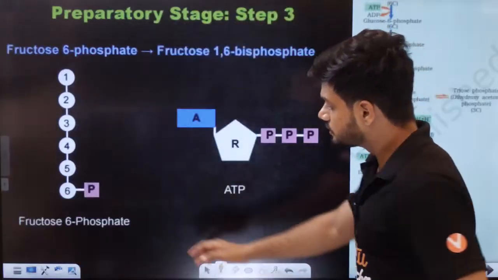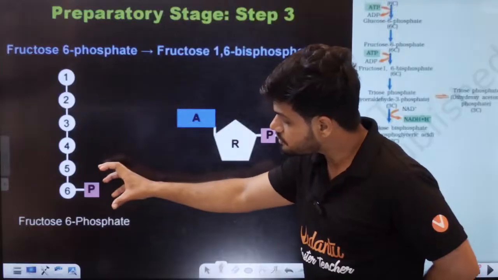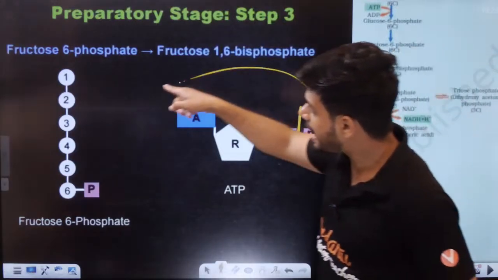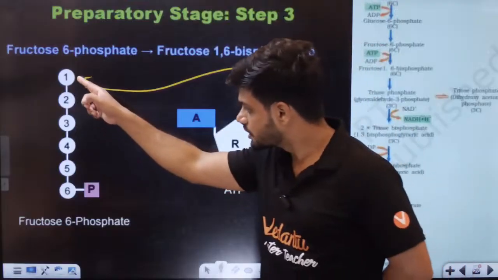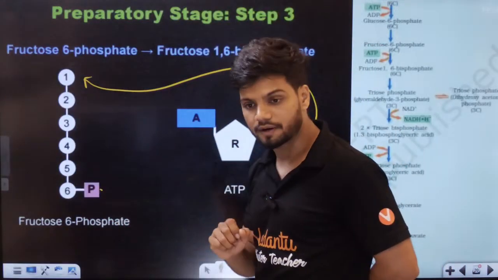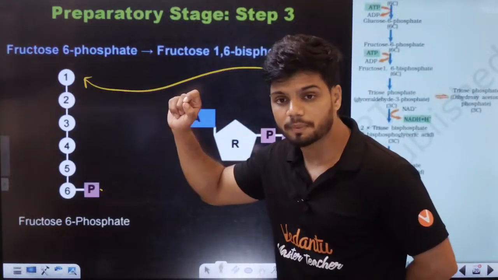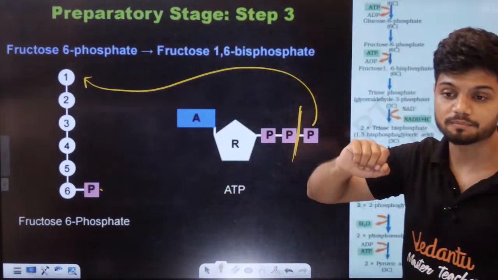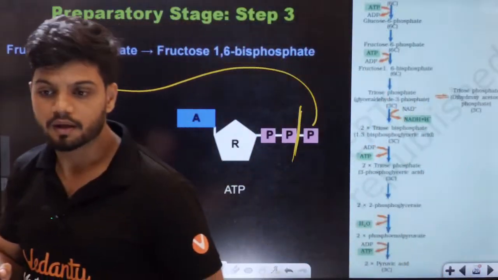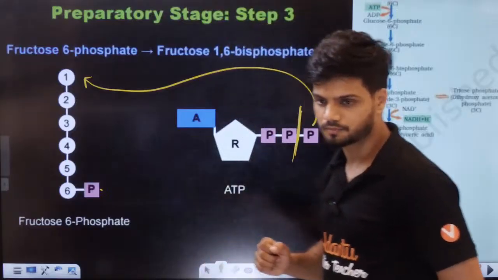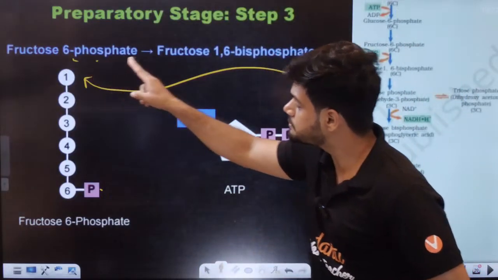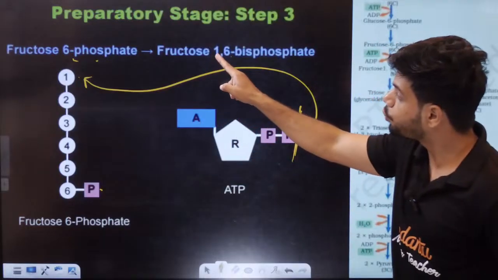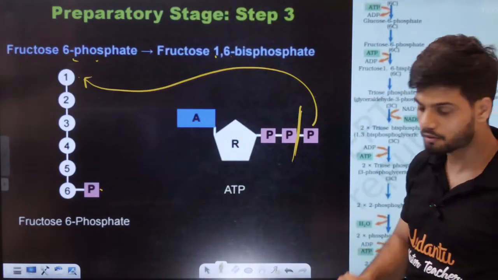Now students, this is fructose 6 phosphate here. To this fructose 6 phosphate, I will take one more ATP and break it. I'll take this phosphate and add it to the first position. If I add it here, it will become fructose 1,6 bisphosphate, because this phosphate is attaching to the first position. So fructose 1,6 bisphosphate it becomes.